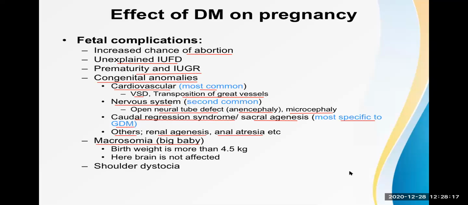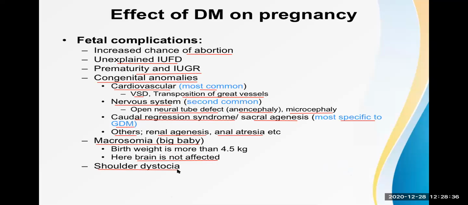So it depends how big, we cannot pinpoint. It is not all the time more than 4.5 kg or 4 kg. Sometimes it may be just on the higher side of the normal. So it is always confirmed by ultrasound. So brain is not affected in case of macrosomic baby. That's a good point.